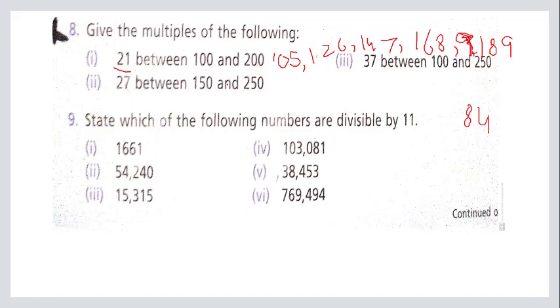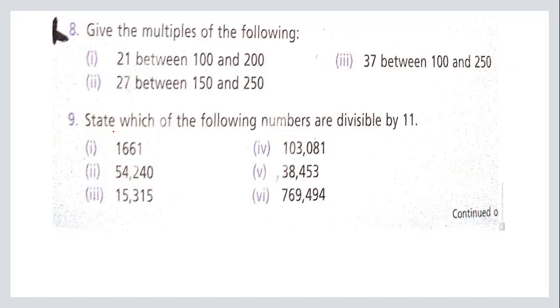Similarly, you need to solve the second part and the third part. You need to find out all the multiples which are in between 150 and 250 for 27. Now coming to the ninth part, state which of the following numbers are divisible by 11. Now you need to apply the rule of 11 for all these numbers. I'm just going to solve two or three for you. The remaining you should solve by yourselves.